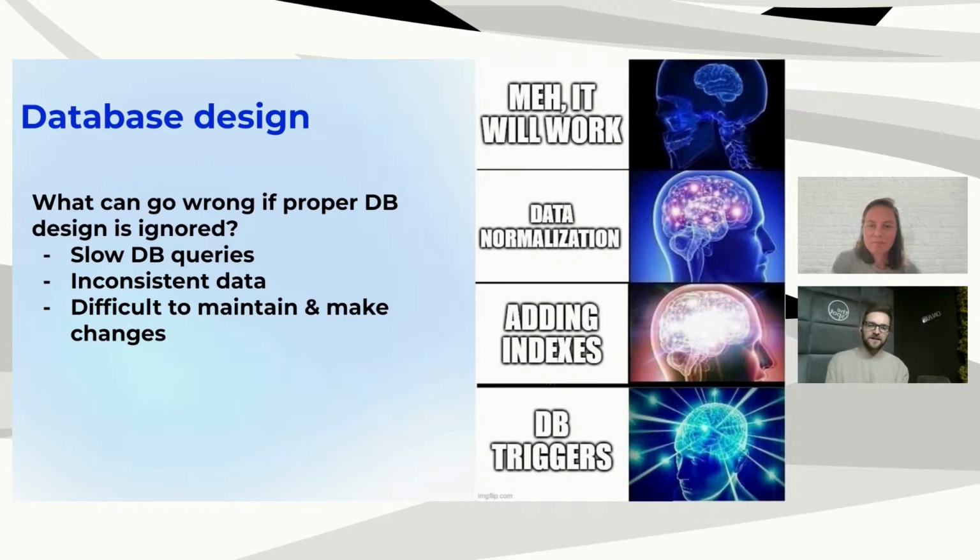Let me start with the first area or first pillar, which is the database design. I will try to start with what can actually go wrong if you don't implement proper database design. You can have a slow application, you can have inconsistent data, you can have some data breaches, and for example, it might be more difficult in the later stage to create new features if you don't have a proper database structure.